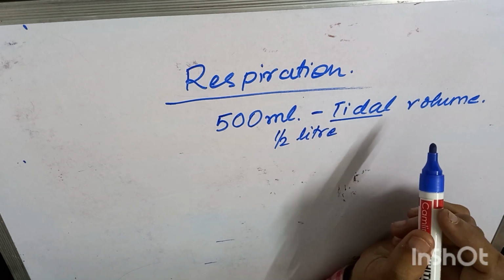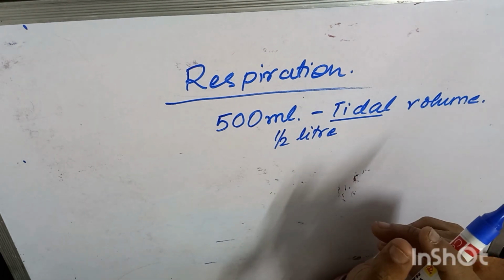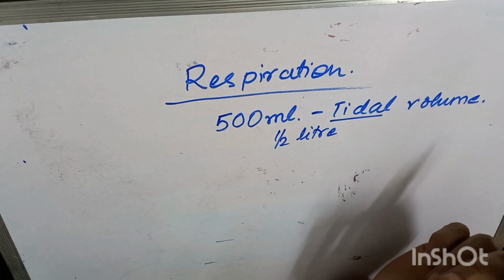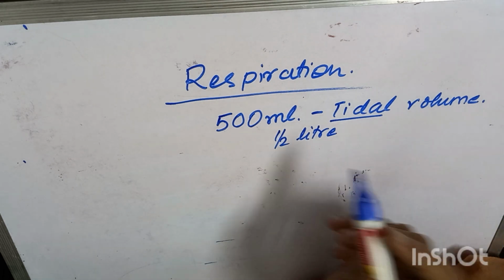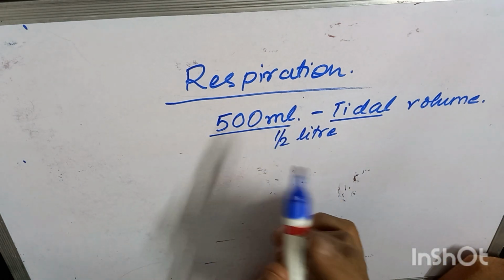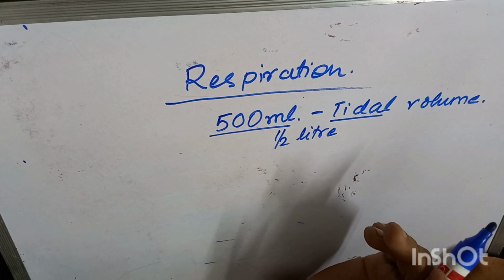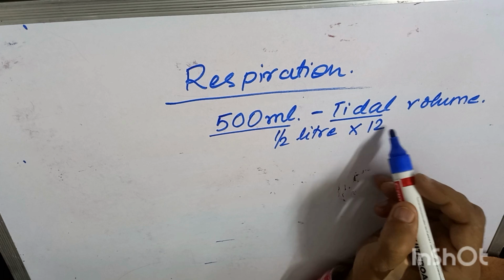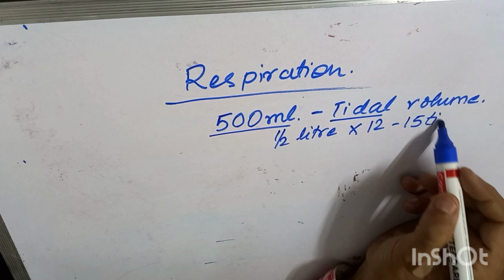And then we can ask the question whether this amount of air is enough for our body. Yes, it is enough. And this amount of air that we pour inside our body, we pour it 12 to 15 times a minute.